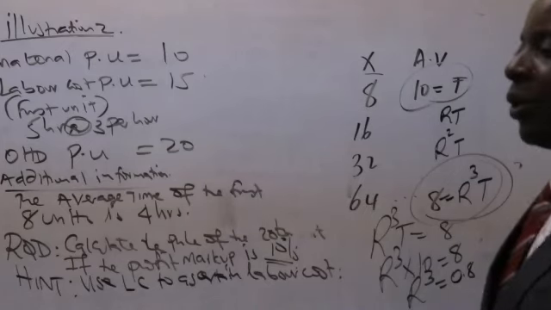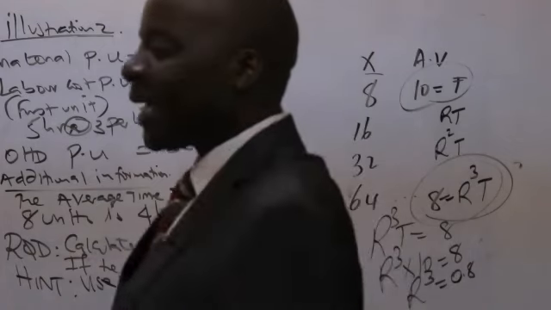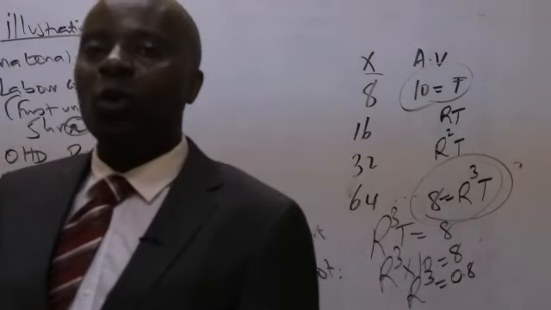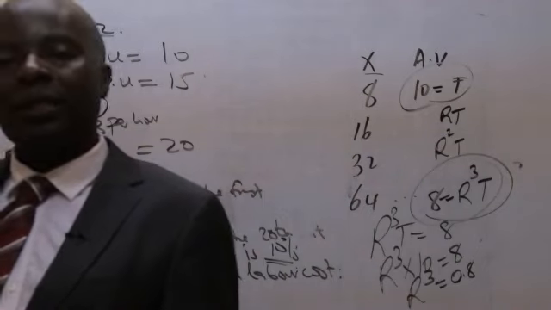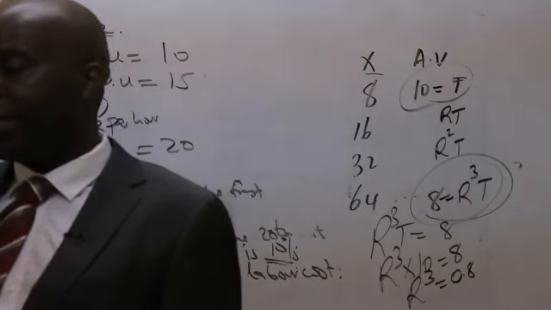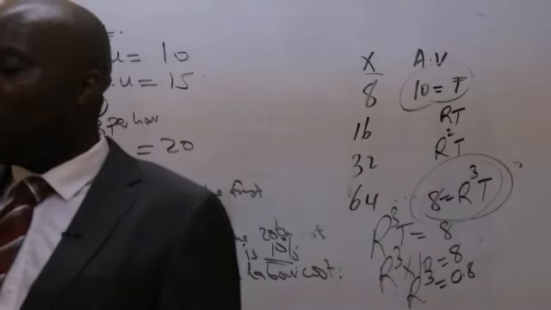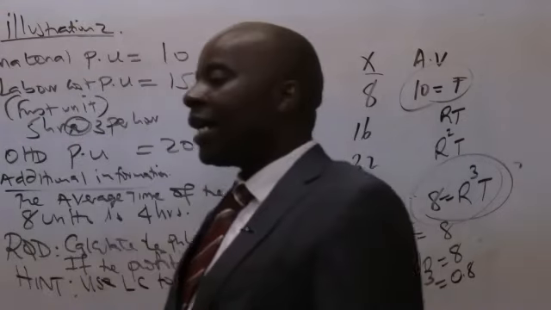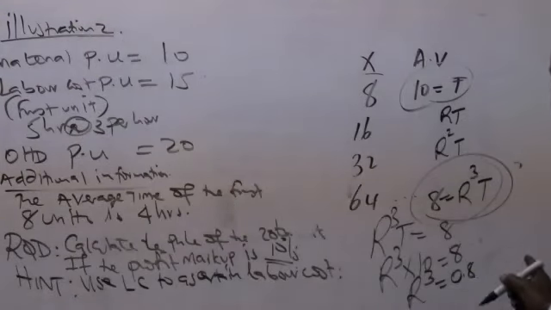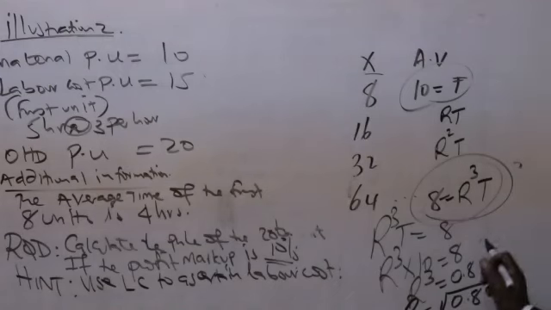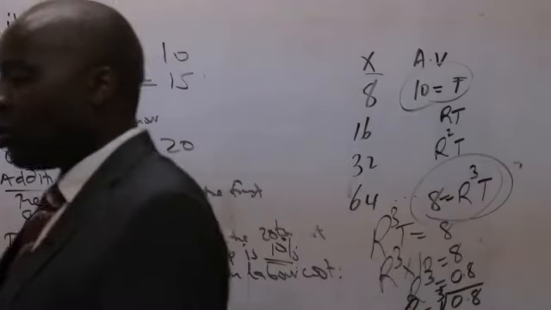But now remember, we don't want r cubed. We want r alone. So how do we get r alone? Can I divide both sides by 3? No. To get r, I need to find a way of taking this 3 to the other side. And the lady there is very right. She's telling me that our r will be equal to cube root of 0.8.